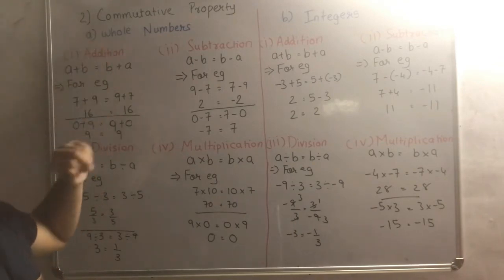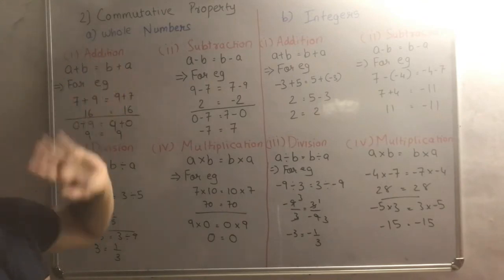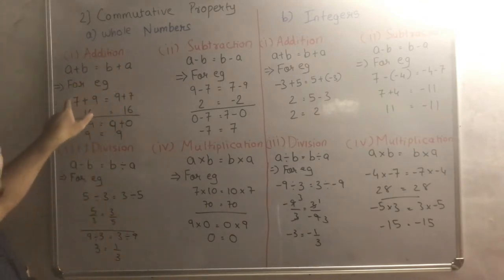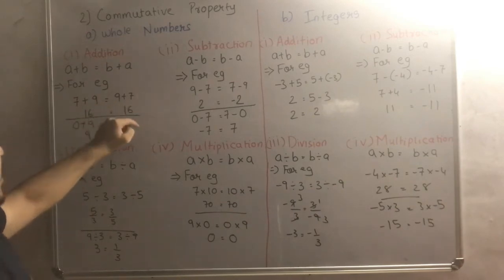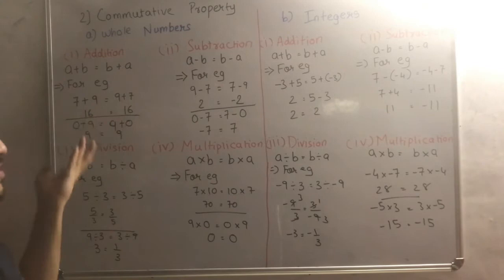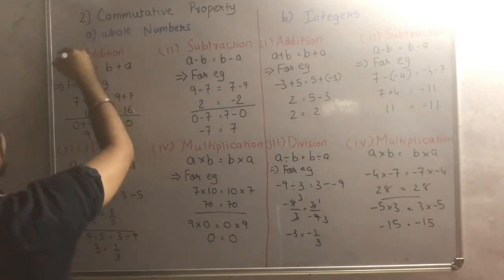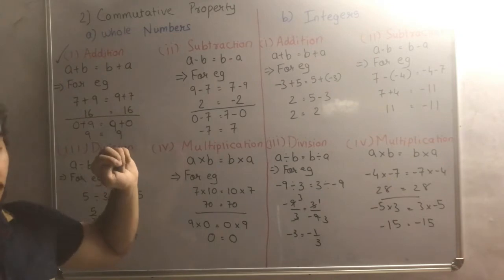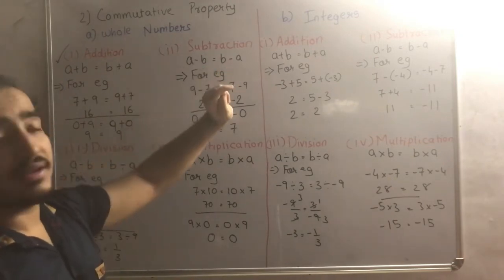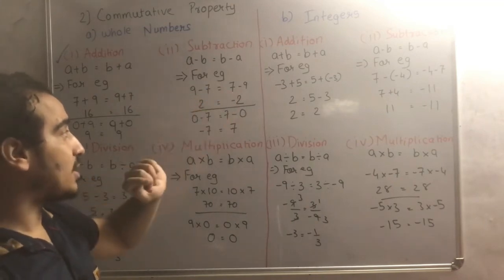The first property is addition. The commutative property of addition of whole numbers says a plus b equals b plus a. So now 7 plus 9 equals 9 plus 7. Okay, so 7 plus 9 is 16 and 9 plus 7 is 16. 0 plus 9 and 9 plus 0 are both the same, so it fulfills the commutative property. Okay, now next is subtraction. a minus b equals b minus a. For example, 9 minus 7 equals 7 minus 9.